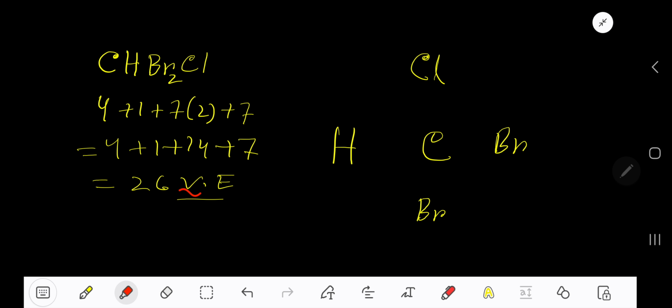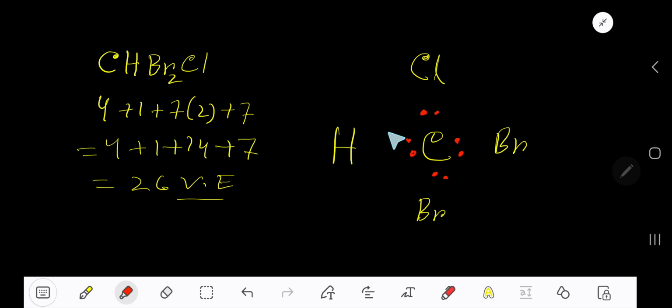These 26 valence electrons have two tasks at the same time. The first task is to connect these 5 atoms together. The second task is to satisfy the octet and duet of the atoms. Let me connect. For connecting two atoms together, you need to place two dots. For connecting, we have used 2, 4, 6, 8.